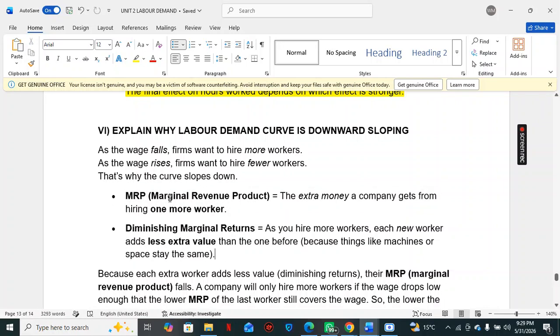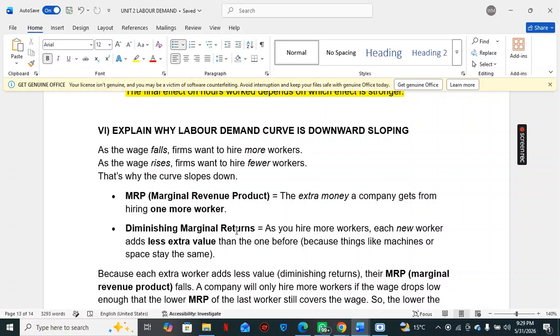The marginal revenue product of labor, which is the extra money a company gets from hiring one more worker, and the diminishing marginal returns. Remember the law of diminishing marginal returns? The more workers you hire, each new worker adds less extra value than the one before. Why? Because the other factors of production are fixed. Capital, the equipment, the land, all right?